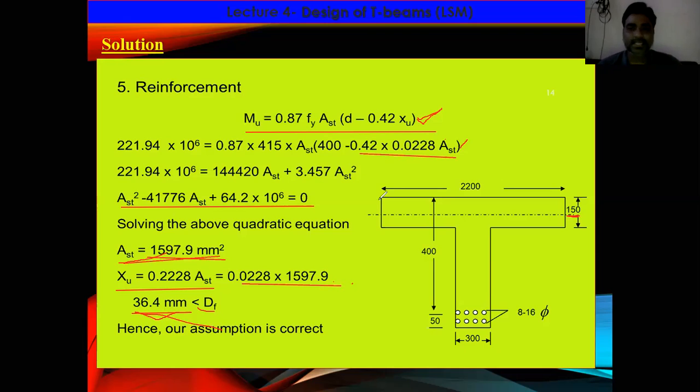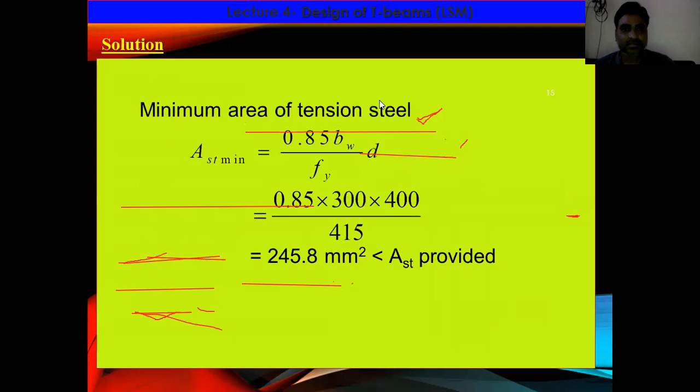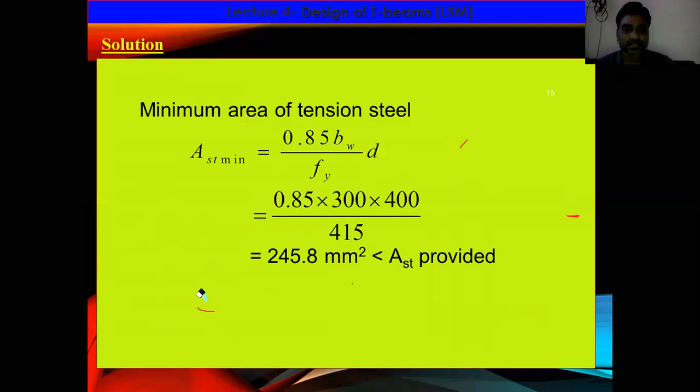So after satisfying the conditions, I have calculated the area of steel, right? Then, this is the calculation of minimum A of ST, that is 0.85 bd by fy. If you substitute the values, you will get 0.85 × 300 × 400 by 415. This is 245.8, and this is less than the A of ST provided. So therefore, the condition is satisfied, right?